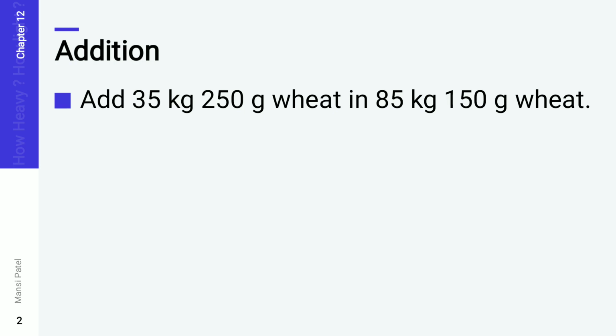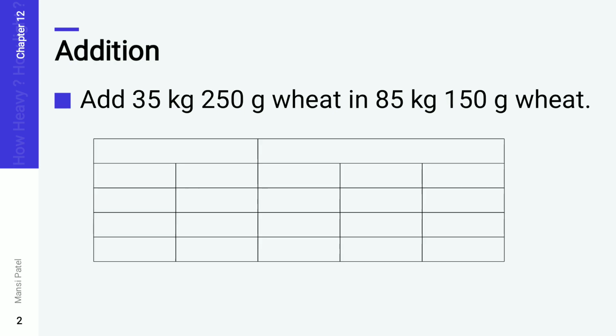So what do you have to do? First you have to write down kilogram on one side. Why do we write kilogram first? Because kilogram is the big unit. That's why we write kilogram first, and then gram. Now below the heading of kilogram, you write the kilograms, and below the heading of gram, you write the grams only.